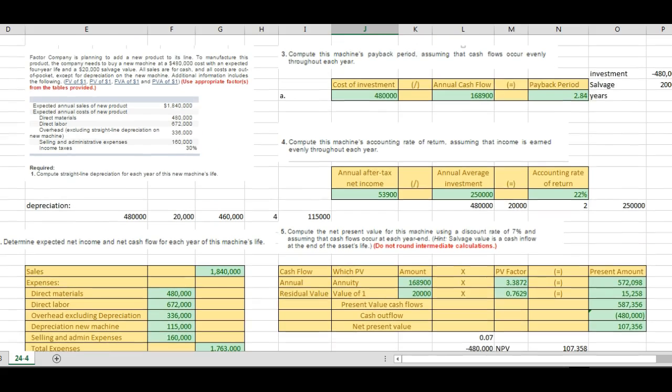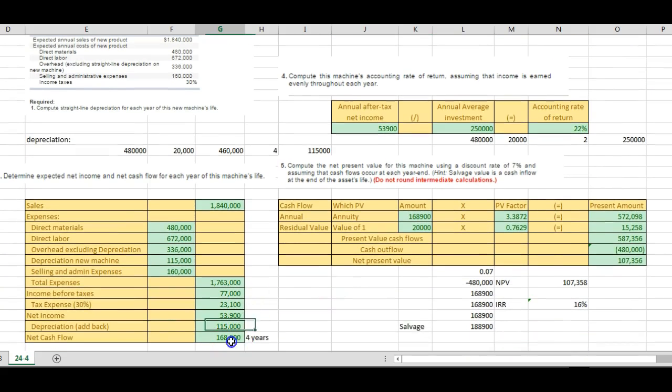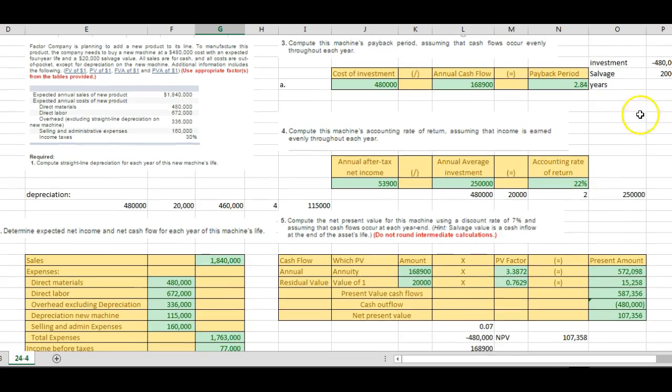So first of all, let's do the accounting return. So my initial cost is $480,000, right? Oh, I'm sorry. This is the payback period. Whoops. We're going to do a payback period. So my initial investment is $480,000. I have a cash flow of $168,900 from here. And I just divide that into there because it's even cash flow, okay? And I come up with 2.84 years. That's how long it's going to take before I start getting payback from it.